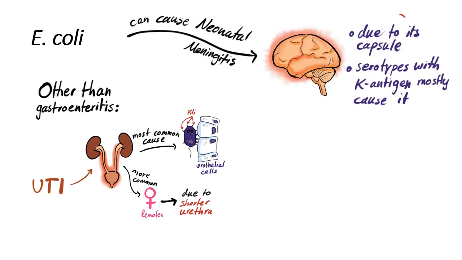Another disease is meningitis, or neonatal meningitis, which means meningitis in newborns. And this is mainly because of the presence of the capsule. And this capsule makes it pathogenic. And this, what we have learned earlier, is called K antigen. Now let us move to the second group of bacteria.